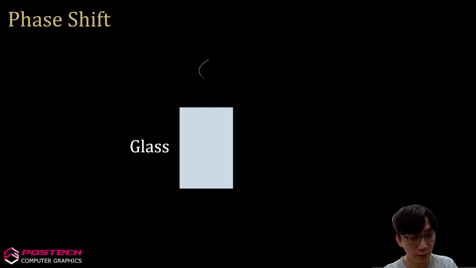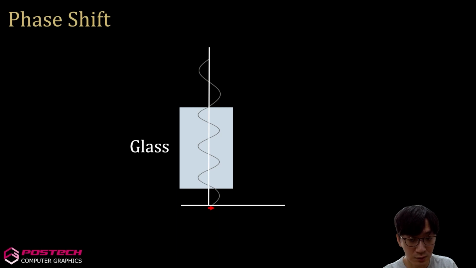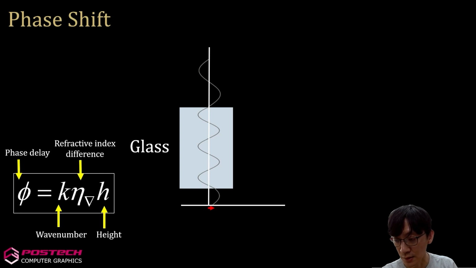So here, let's say that we have an incident light wave onto this glass. Then the light wave slows down inside of the glass because of the refractive index difference between the glass and the air. This induces a phase delay to the exiting light after passing through this glass, denoted here as a red arrow. This phase shift can be described mathematically as the equation shown here: the phase delay phi is equal to the wave number k multiplied by the refractive index difference eta and the height of this glass h.